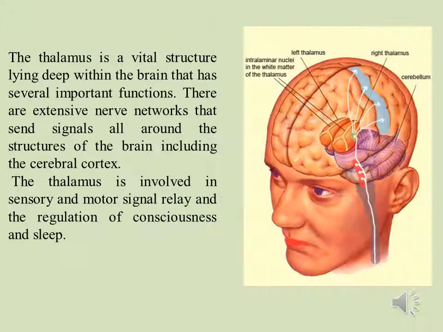The thalamus is a vital structure lying deep within the brain that has several important functions. There are extensive nerve networks that send signals all around the structures of the brain, including the cerebral cortex. The thalamus is involved in sensory and motor signal relay and the regulation of consciousness and sleep.